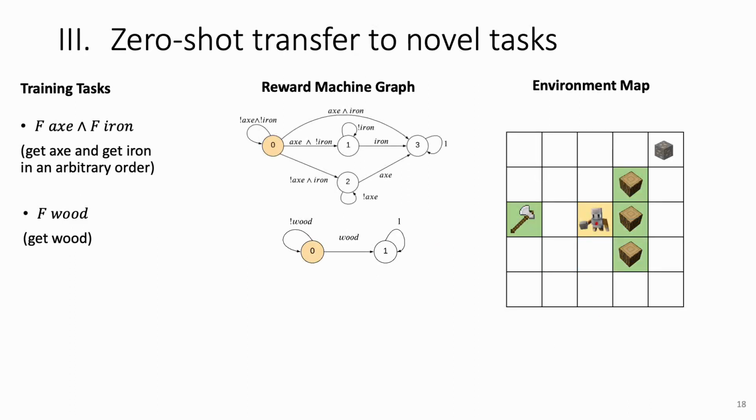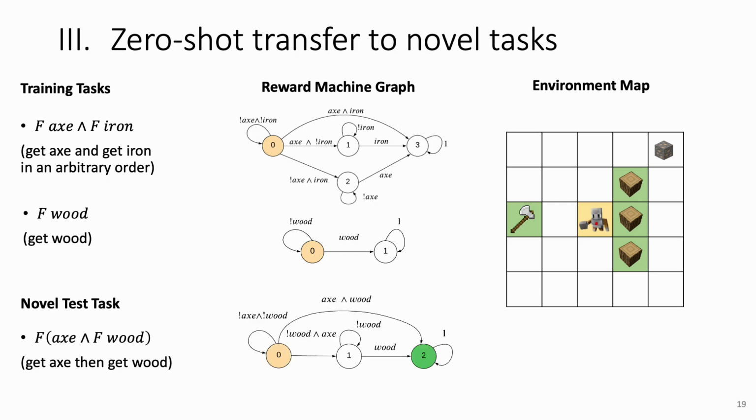We can now use the transition-centric options to solve a wide variety of novel tasks in zero shot. To solve the test task, find out the X and find out the wood, which means first get X then wood. We first apply the transition-centric option learned from the first training task to progress the reward machine from the initial state 0 to state 1 through the edge transition not wood and X. Then we apply the transition-centric option learned from the second training task to progress the reward machine from state 1 to accepting state 2 where the edge transition would.